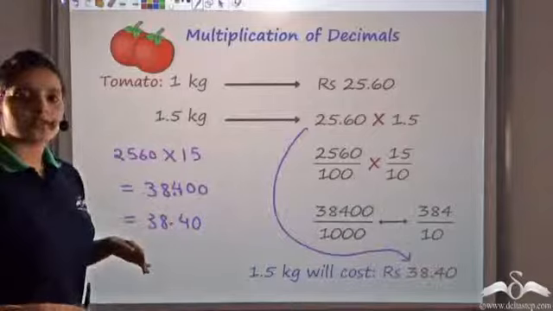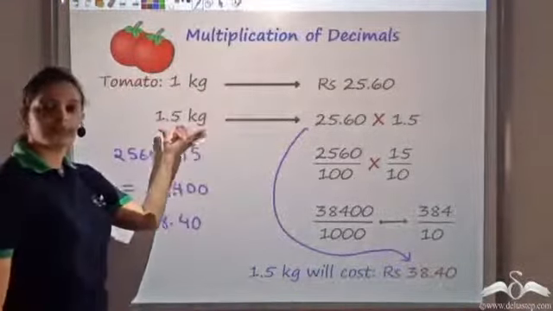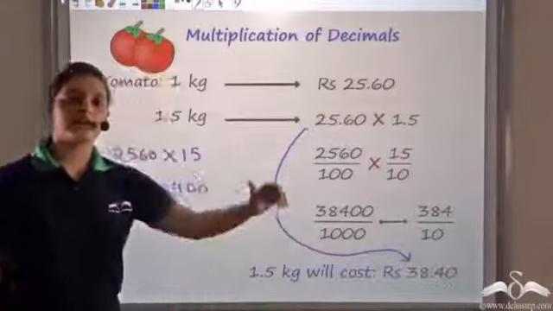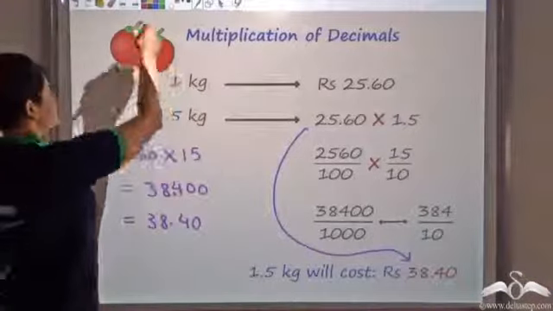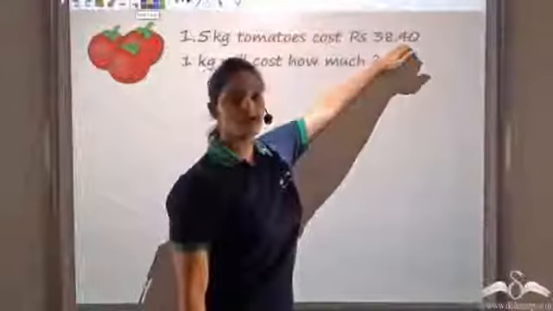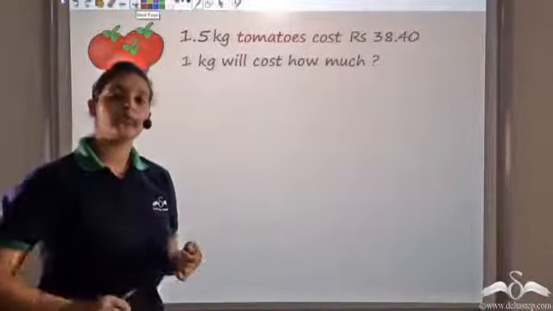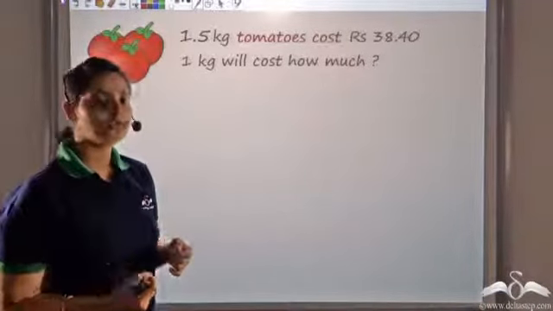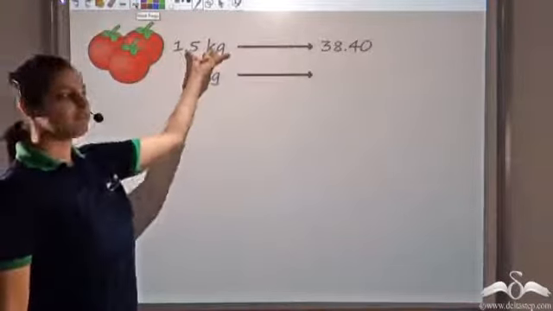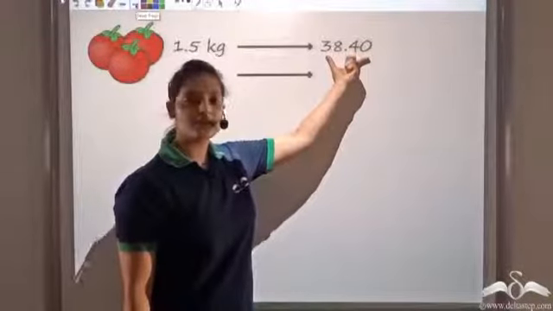So we've seen how to multiply decimal numbers. Now we can do it vice versa also. Here you knew the cost of 1 kg and you were finding the cost of 1.5 kgs. If you know the cost of 1.5 kgs, you can find it for 1 kg too. Let's say you bought 1.5 kgs and you were charged 38.40 rupees for that. Now if you want to know how much did 1 kg actually cost you, what will you do? Again, unitary method. 1.5 kg gives me 38.40.